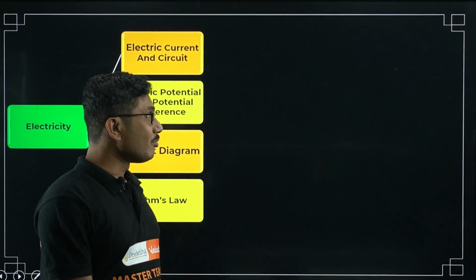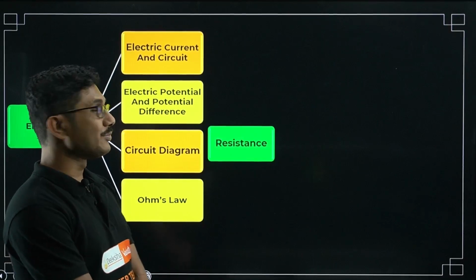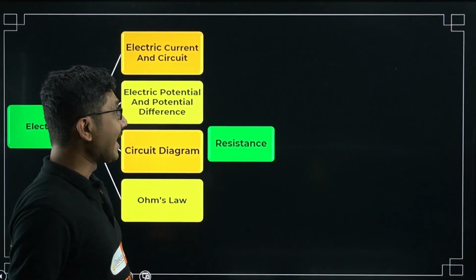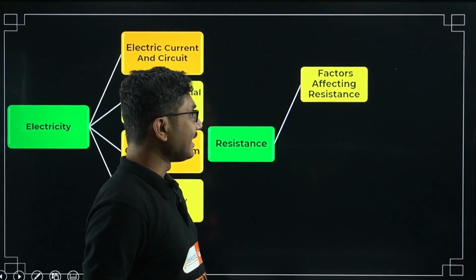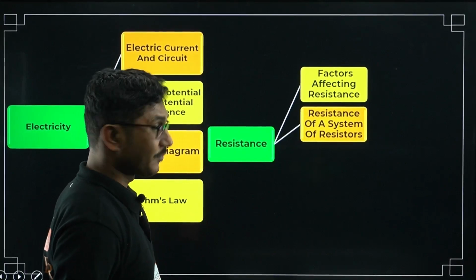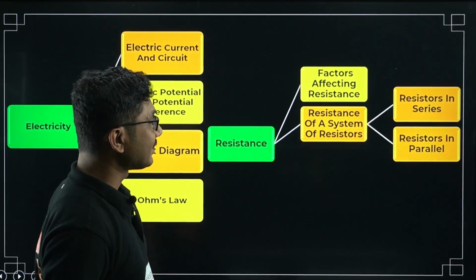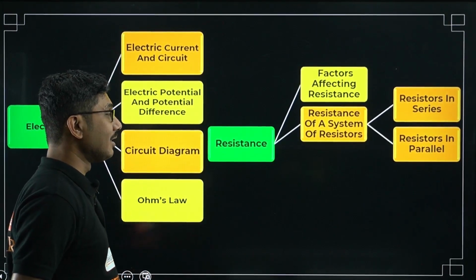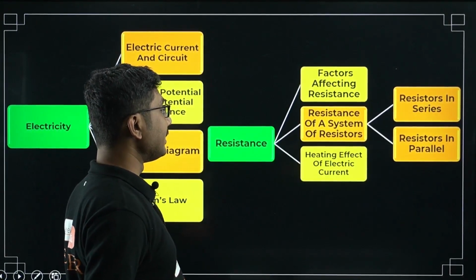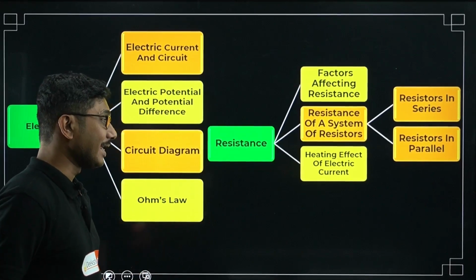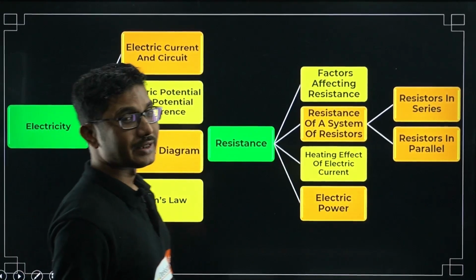Right now, from Ohm's law, a new term that comes is called resistance and factors affecting resistance. Then resistance of a system of resistors, series connection and parallel connection. This is the part of this lecture. Then we will be discussing heating effect of the electric current, and then we will discuss electric power.